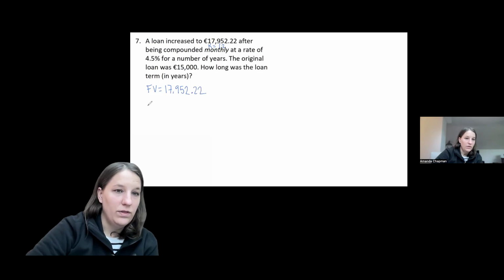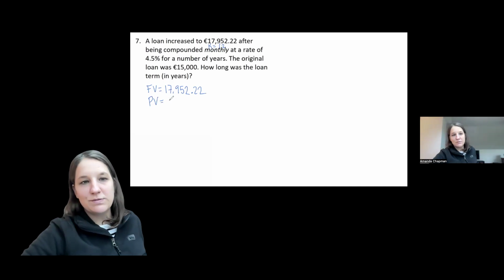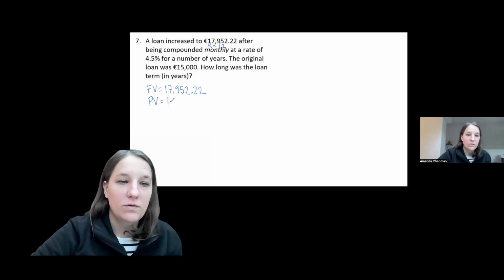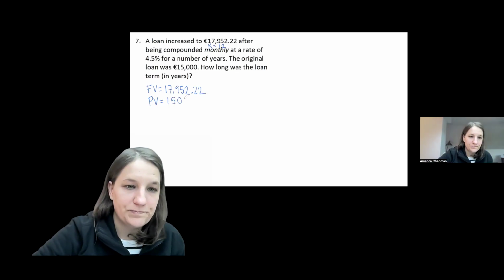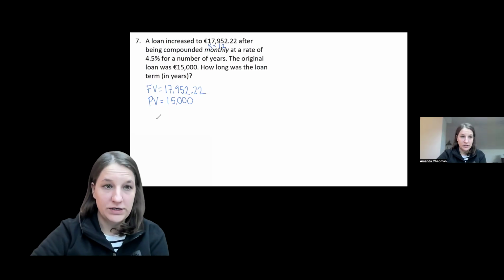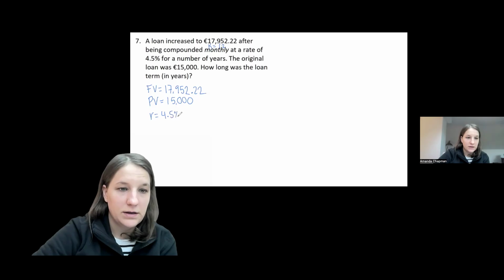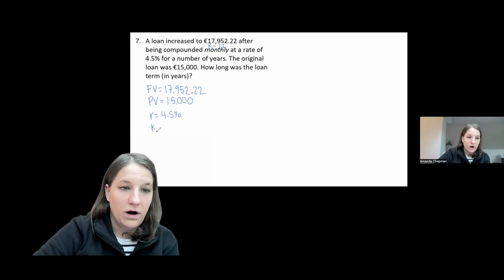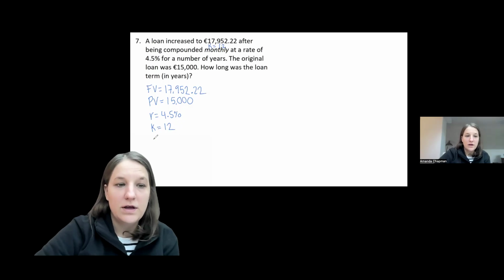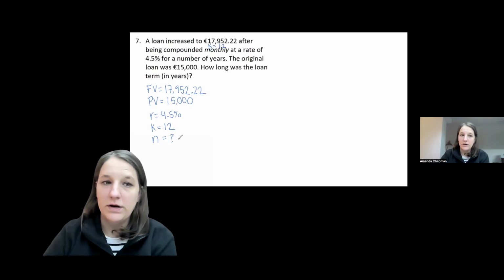And we know that the original value, the present value doesn't really make sense, but the principal value here, the original amount was 15,000 euros originally. We know that the rate was 4.5%. We know that the compounding periods were 12 because it was monthly, so 12 per year. And the number of years is unknown to us. We're about to solve for it.